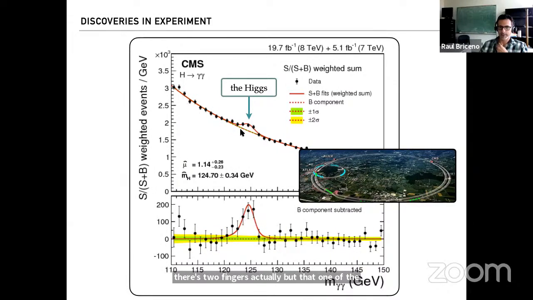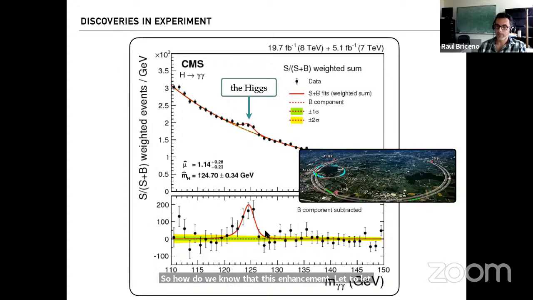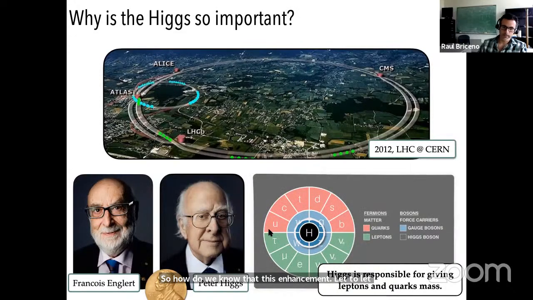In fact, it's this bump here, where what is being detected is the number of decays of a Higgs going to 2 photons. So it's 2 photons that are constructed in such a way that they have the same properties as the Higgs. And what you're seeing is a tiny little enhancement here, which is being subtracted. This curve is being subtracted. And so now you see this enhancement a little bit clearer. So how do we know that this enhancement led people to believe that there had to be a particle there? Is something that I will touch on. But before that, I figured I would start with, why do we care about the Higgs in the first place?